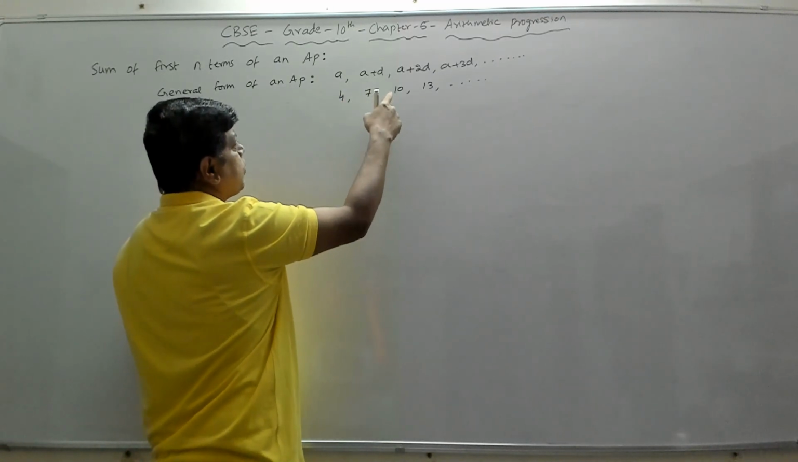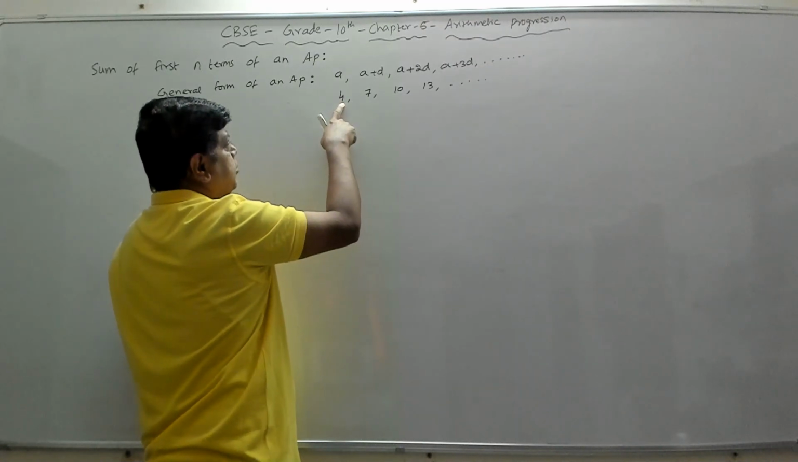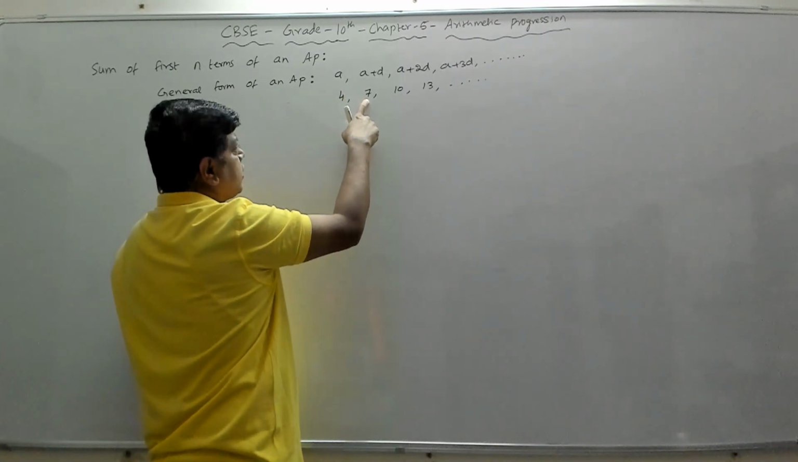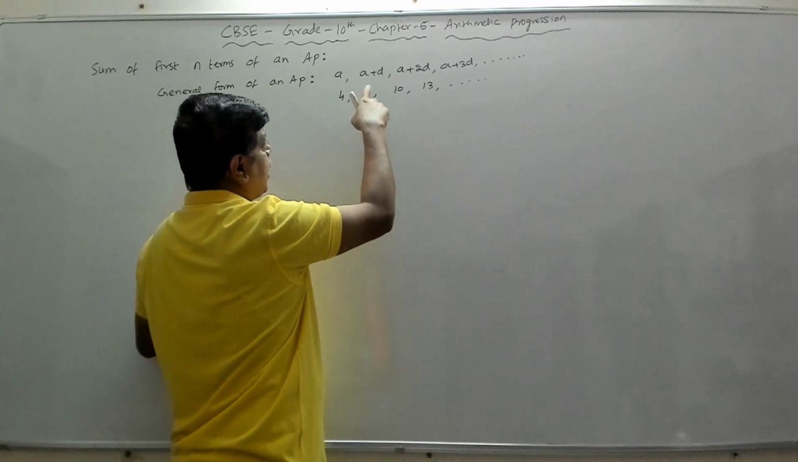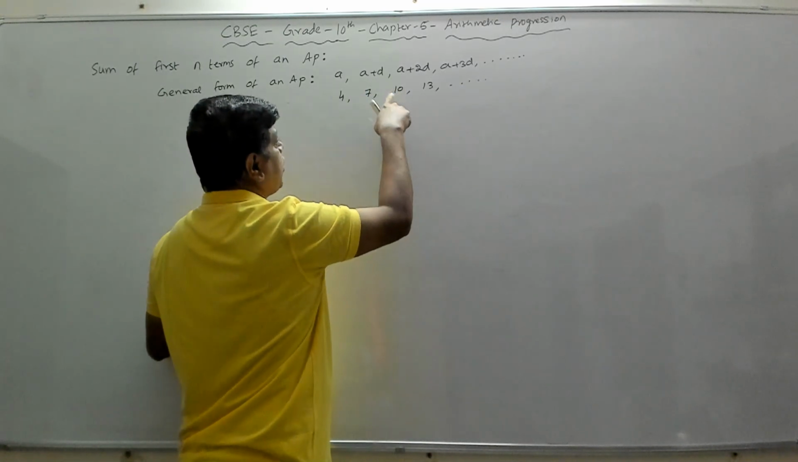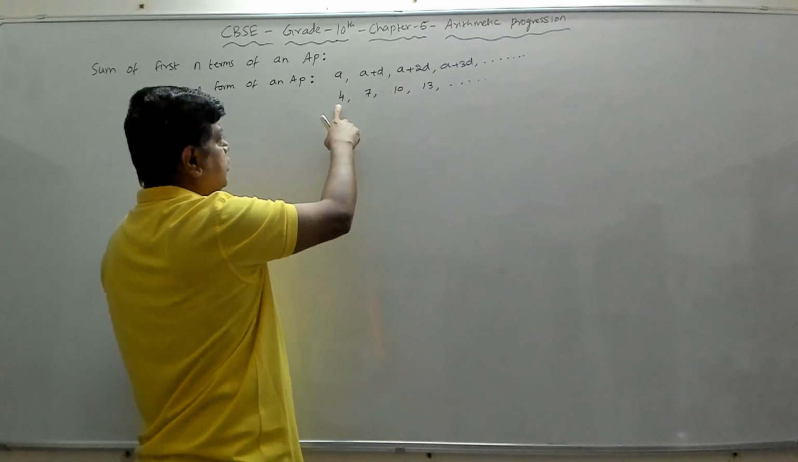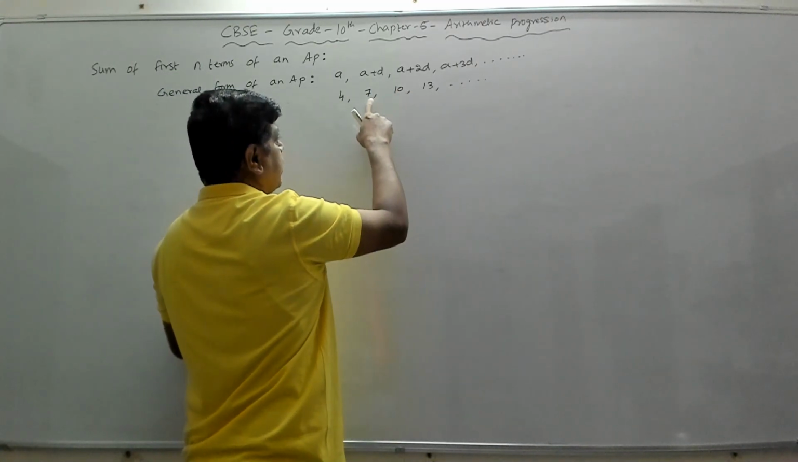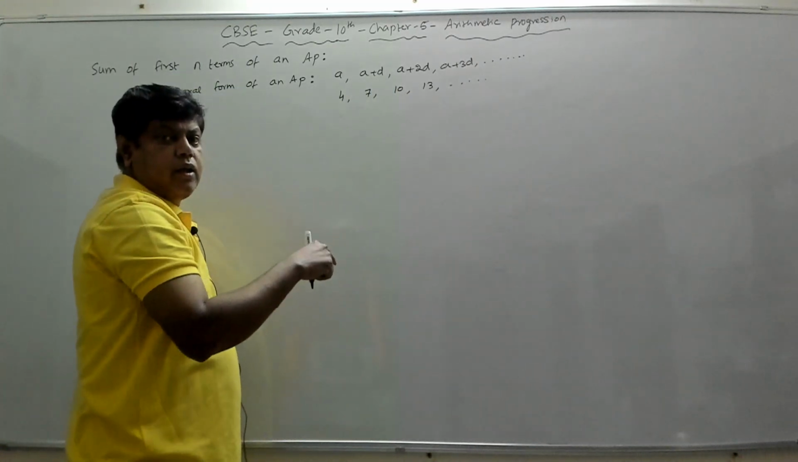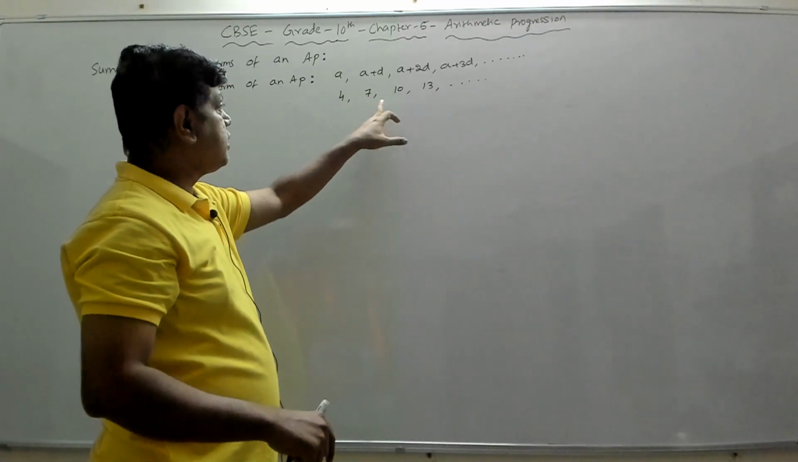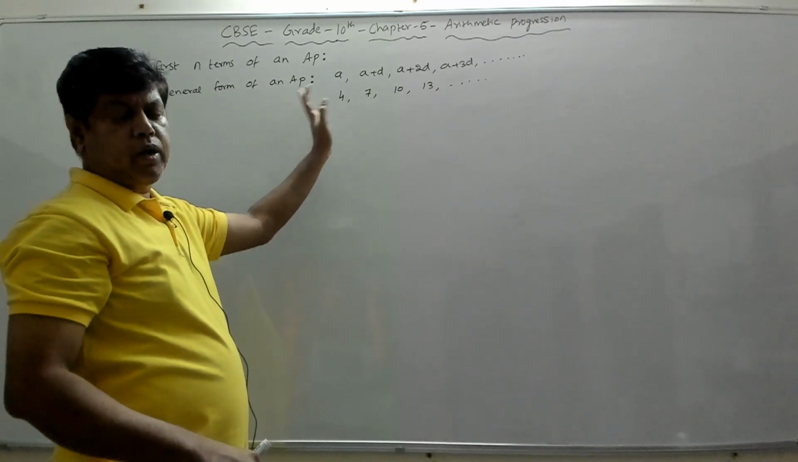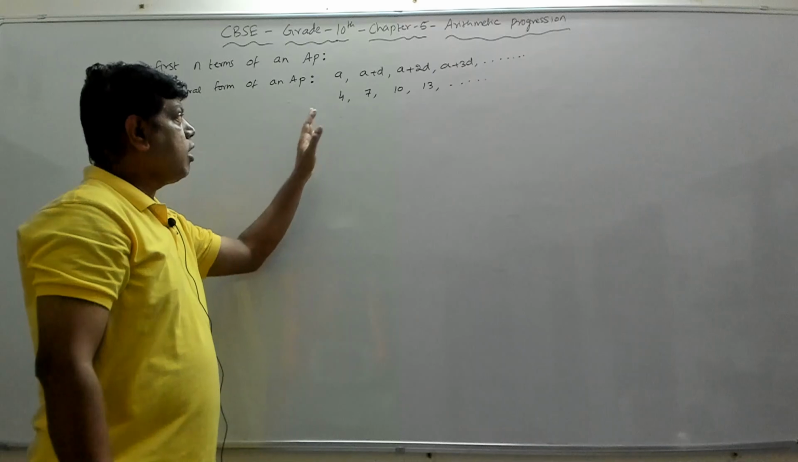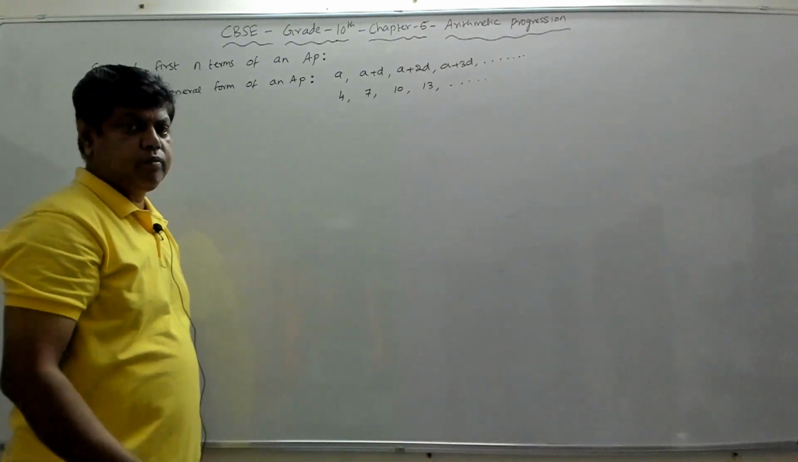So for each number, when you add 3, you get the next number, except the first number. To the first number, if you add 3, you get 7. To the 7, if you add 3, you get 10. To 10, if you add 3, you get 13. So except the first term, every term you can get by adding a fixed number, here 3, to the preceding number. Then this is called an arithmetic progression.